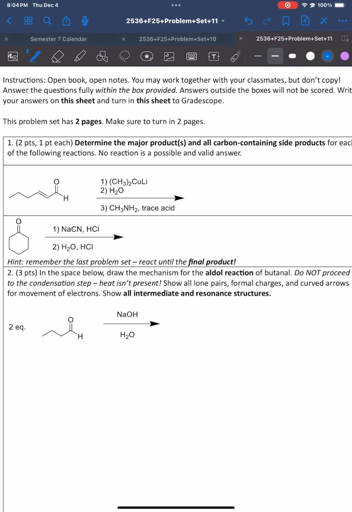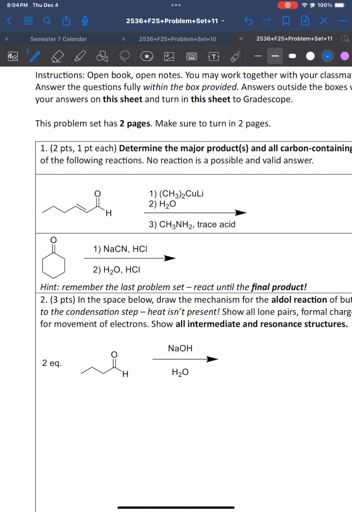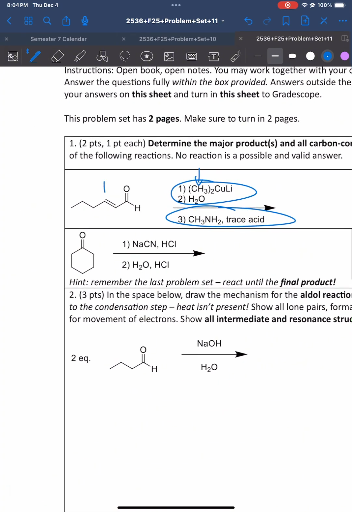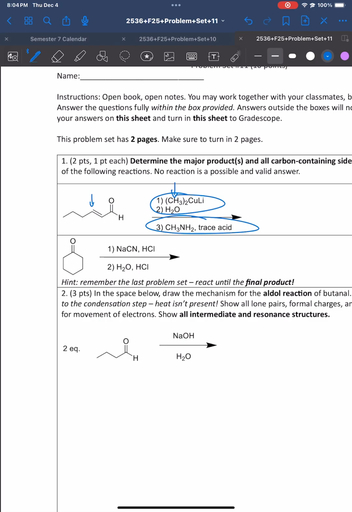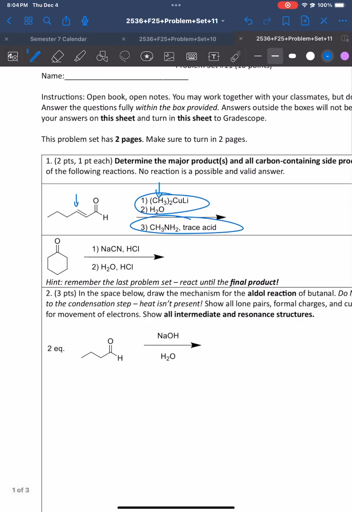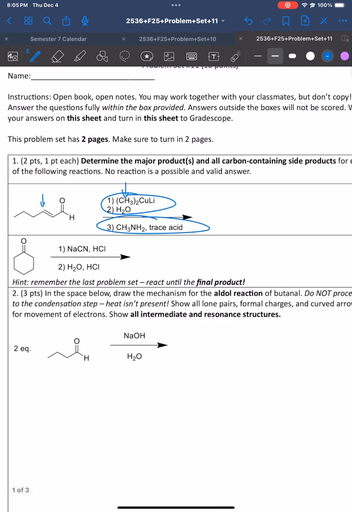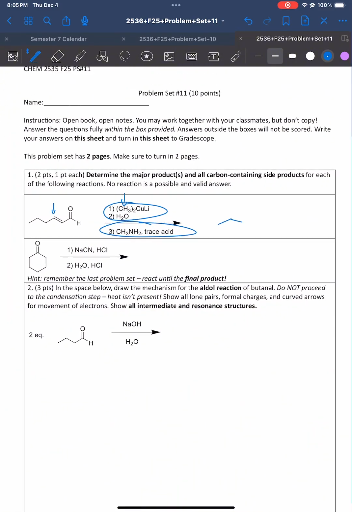In this case, the first thing we want to see is that this is kind of two steps. This is the first step here, the second step here. The first step is basically we're going to add this methyl group across the double bond right here, to the alpha beta unsaturated ketone, or unsaturated double bond aldehyde, not bad. That's going to add like this, right?